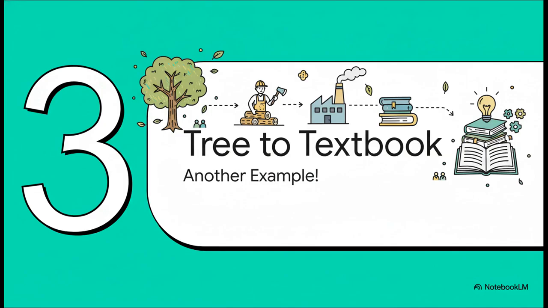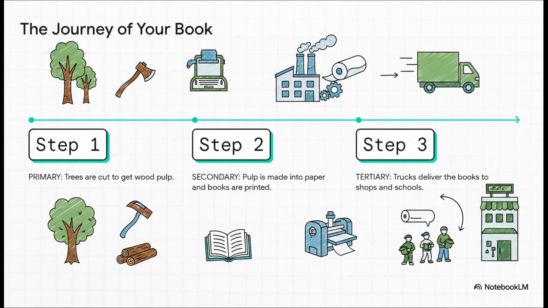Let's do a super quick revision with another example. An example that's right there in your hands, your textbook. Let's quickly trace its journey and see the 3 sectors in action one more time. Okay, let's go. Step 1. Wood is cut from trees. Getting a resource from nature is primary.